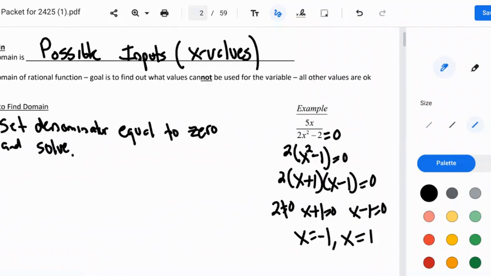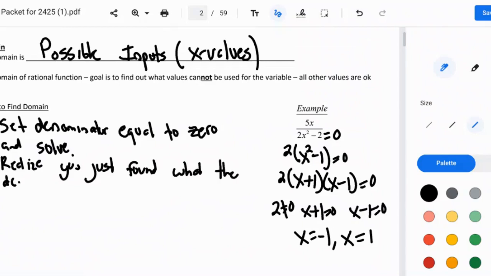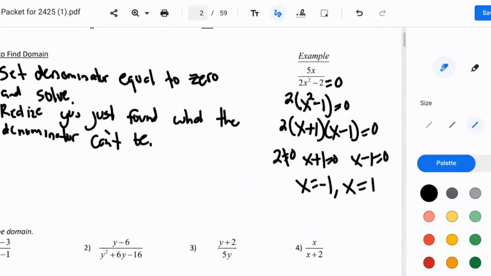So those are going to be the two numbers that if you plug them in, you're going to get a 0 on the bottom. Okay, so if you plugged in a negative 1, you get a 0. Plugged in a positive 1, you get a 0. The second thing you need to do now is realize what I just said. You just found what the denominator can't be. So that means that your denominator can be anything except for those two, right?